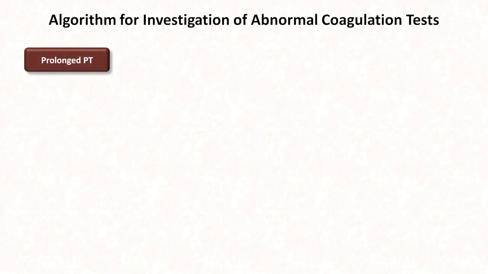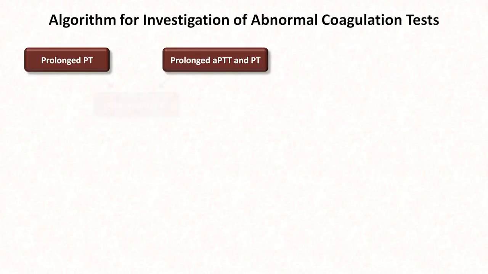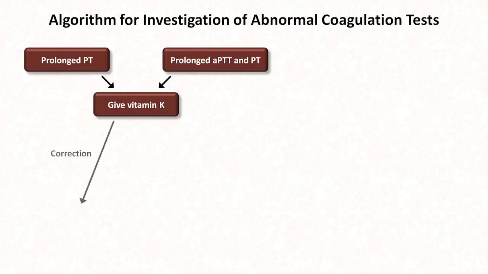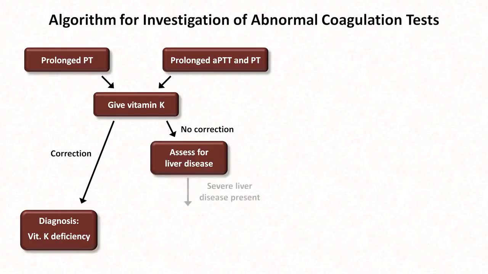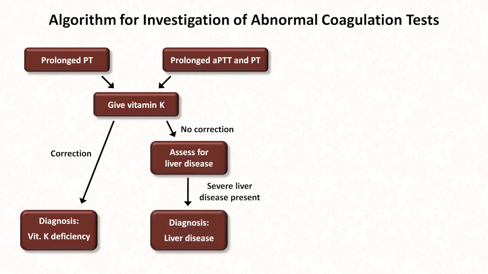If either the PT alone or both the PT and PTT are prolonged, then give the patient vitamin K. If the test or tests correct, you have your diagnosis, vitamin K deficiency. If there is not correction, next consider whether the patient has severe liver disease. If they do, the prolonged clotting times are almost certainly due to that liver disease.